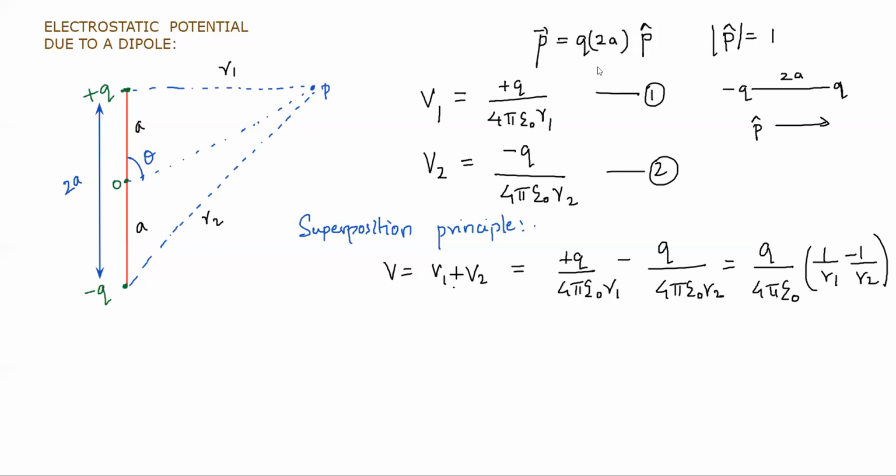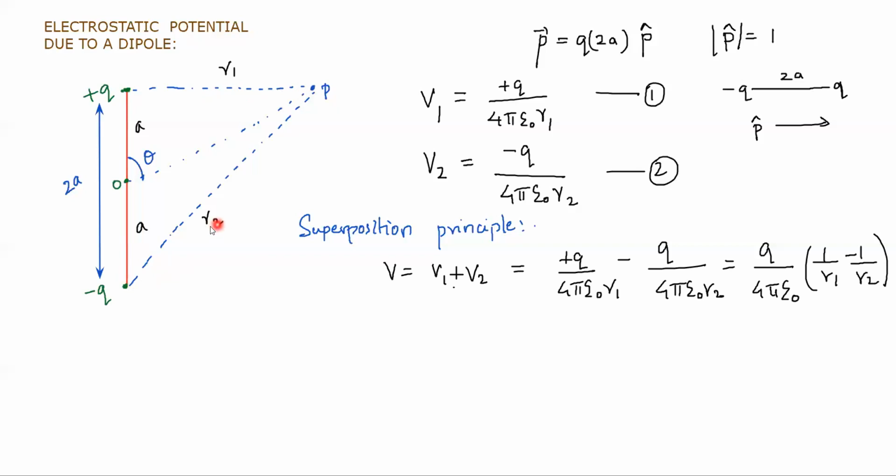Let's revisit the diagram once again. You have the positive charge plus Q here and minus Q here. The total distance between them is 2a. The distance from the origin to the plus Q is a, and from the origin O to the minus Q is a, so in total it makes 2a. From the charge plus Q to the point P, the distance is R1, and from the minus Q to the point P, the distance is R2.